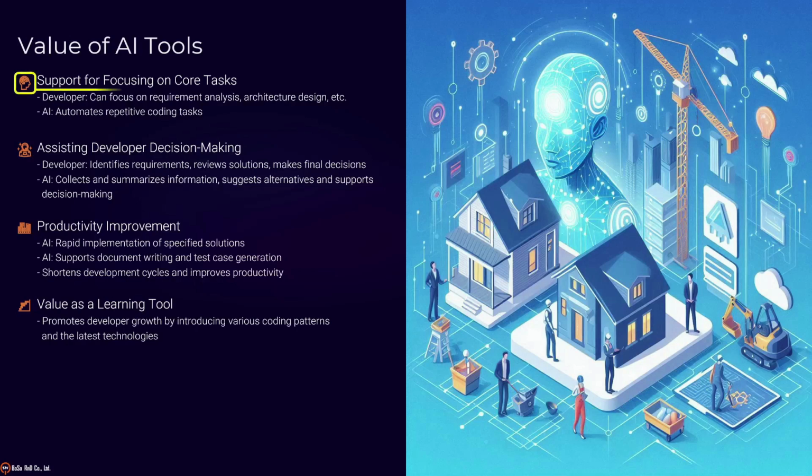First, support for focusing on core tasks. Since AI handles repetitive coding tasks, developers can focus on more important tasks such as requirements analysis and optimal solution design. Second, assisting developer decision-making. Developers identify important requirements, review solutions, and make final decisions. AI collects and summarizes the necessary information during this process. It presents various alternatives and supports decision-making.